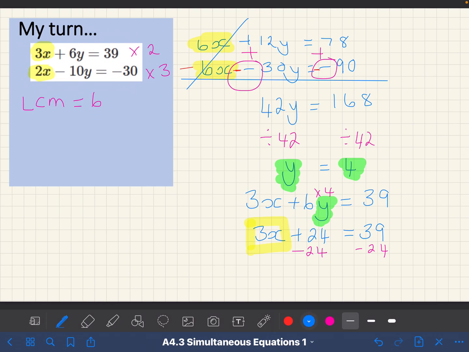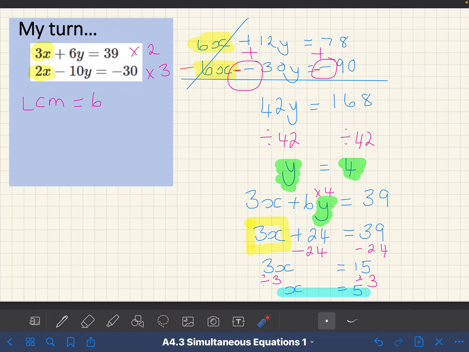That gives us an answer of 3x is equal to 15, with the last step then where we are going to divide by 3 on both sides, which would give us an answer for x as 5. So we have now worked out that x is equal to 5 and y is equal to 4. We have solved them simultaneously.